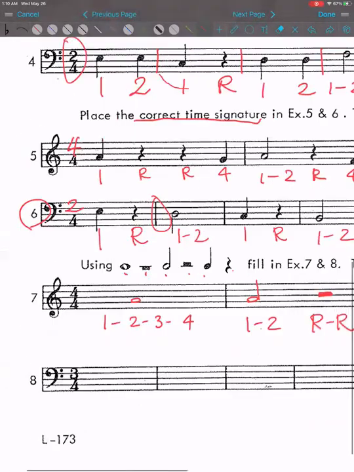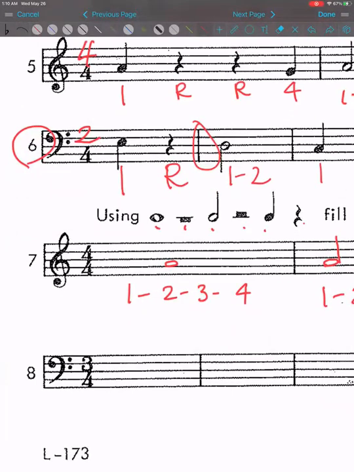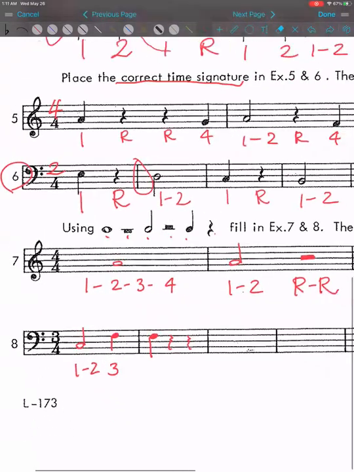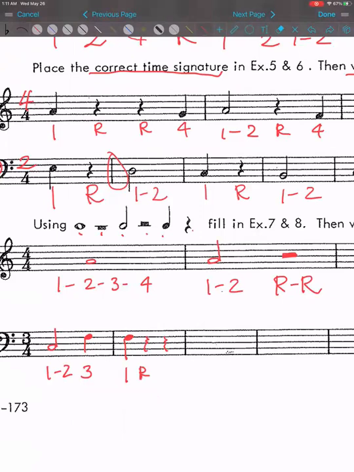The last one, 3/4. So I'm going to use only half note, half rest, quarter note, or quarter rest. We haven't talked about dotted rhythms yet, so I'm not going to use dotted half note. So here we go. We can have a half note plus a quarter note. 1 dash 2, 3. Next one, I'm going to have a note, and I'm going to put in 2 quarter rests. So 1 rest, rest.